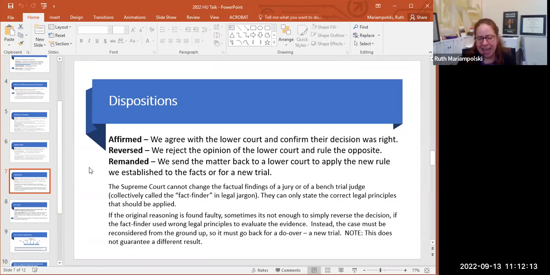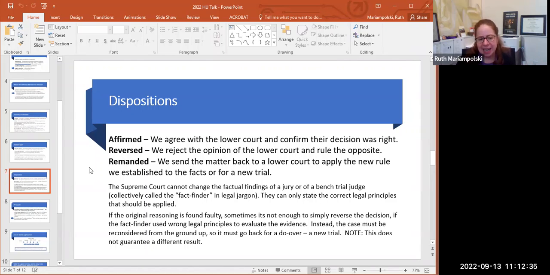So in the case of the term affirmed, they're saying, yeah, the lower court was right. We're going to go with their decision. Reversed means we reject the opinion of the lower court and we rule the opposite. I think that's somewhat self-explanatory.